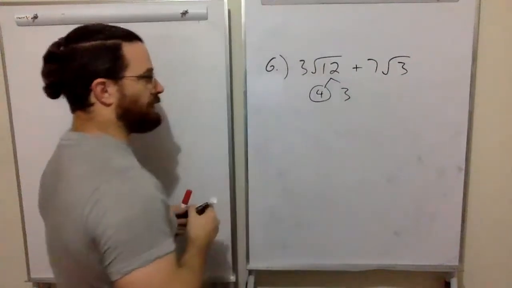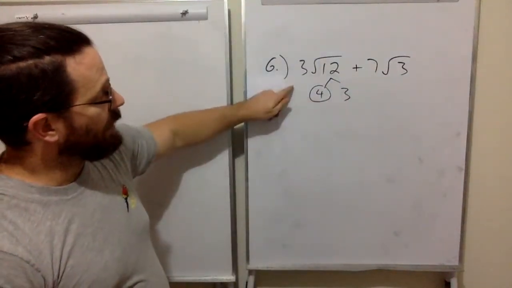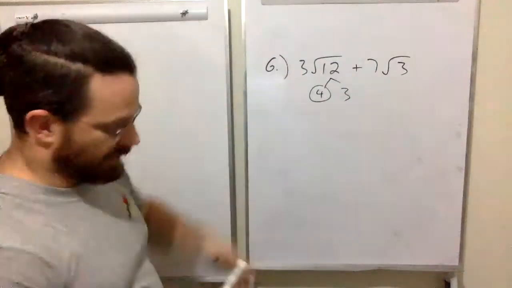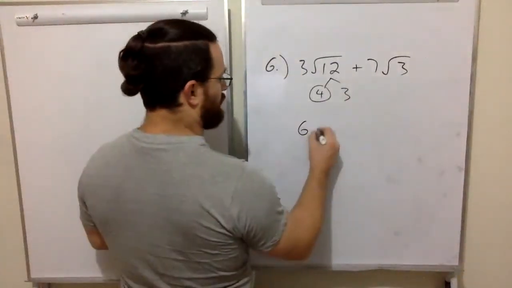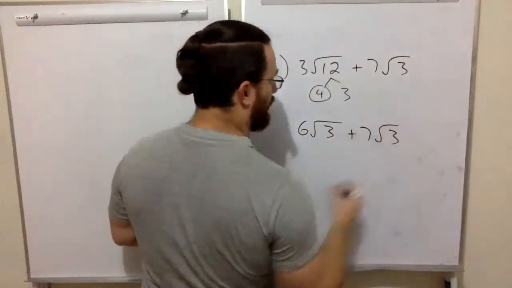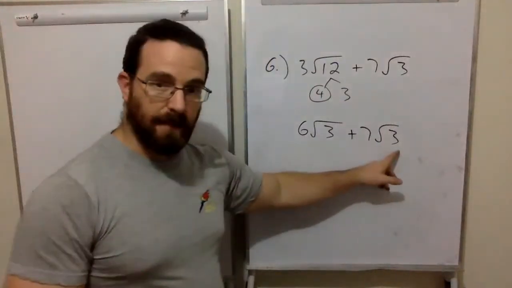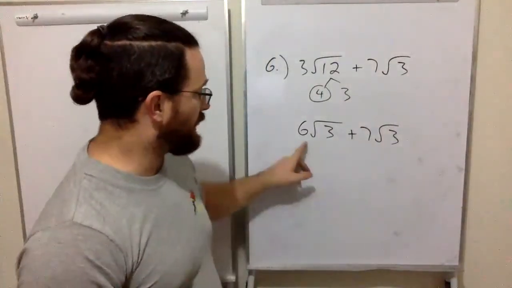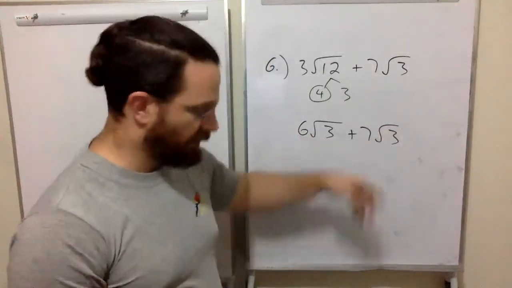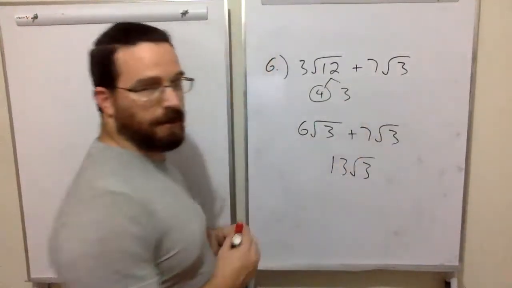There's the perfect square of 4. So this guy is going to come out as a 2, and I'll multiply it times the 3 that's out here. So I'm going to get 6 radical 3 plus 7 radical 3. And since now my radicals are the same, now I can add the numbers on the outside. 6 plus 7 will make 13. So I'm going to get 13 radical 3.